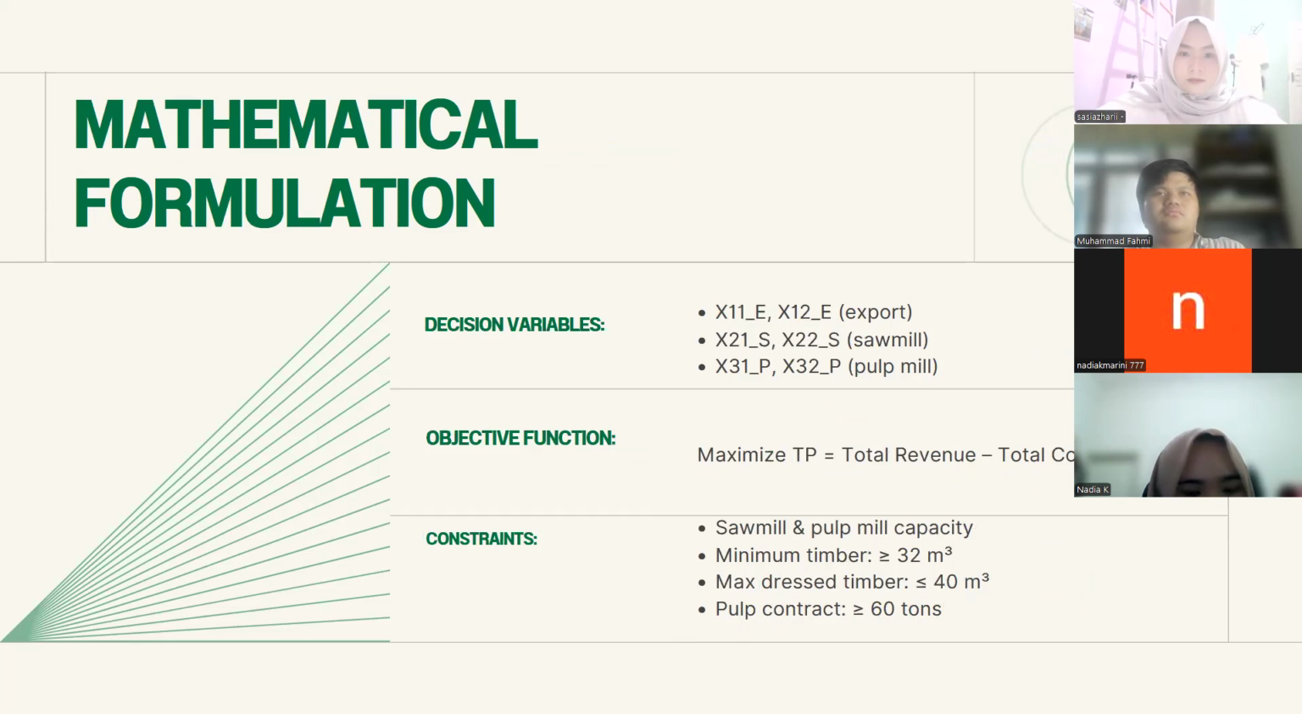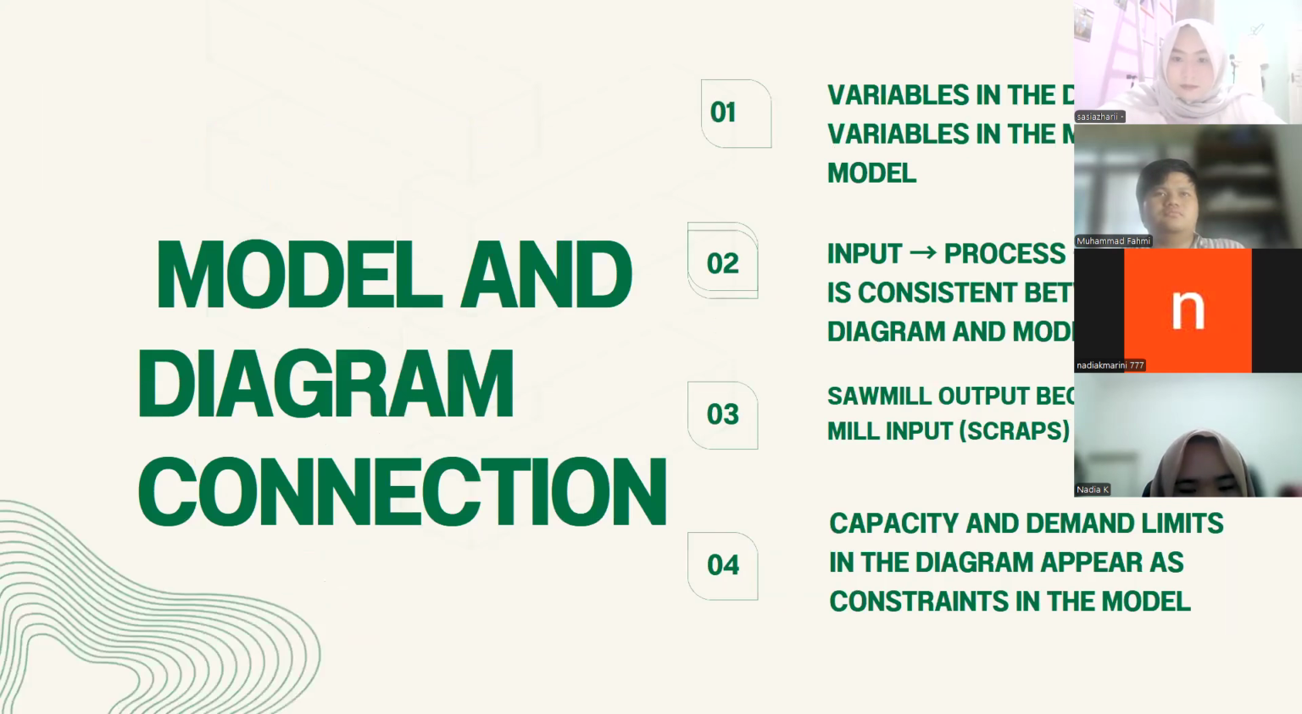We can go to the next slide. This one is the mathematical formulation. As you can see, the decision variables include export, sawmill, and pulp mill. The objective function is to maximize Z, equal to total revenue minus total cost. And then for constraints, we have four kinds of constraints, as you can see here. And we can go to the next slide.